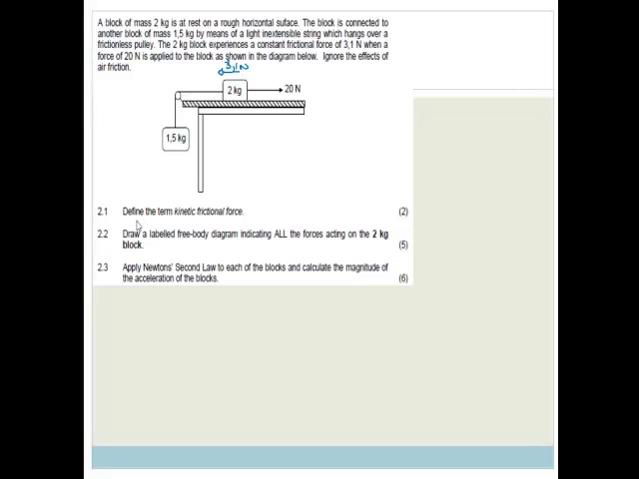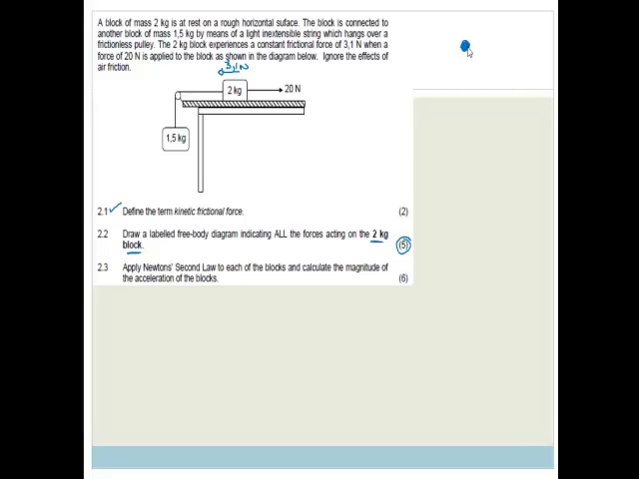Yay! Now it says define the term kinetic frictional force. Basically, this is the frictional force that an object has when it is moving. Okay, go and learn your definition properly. Then it says draw a labeled free body diagram indicating all the forces acting on the 2 kilogram block. Okay, so free body diagram is a dot. And what do they want? They want all the forces. And here's your hint. There's 5 marks, so you should be drawing 5 forces.